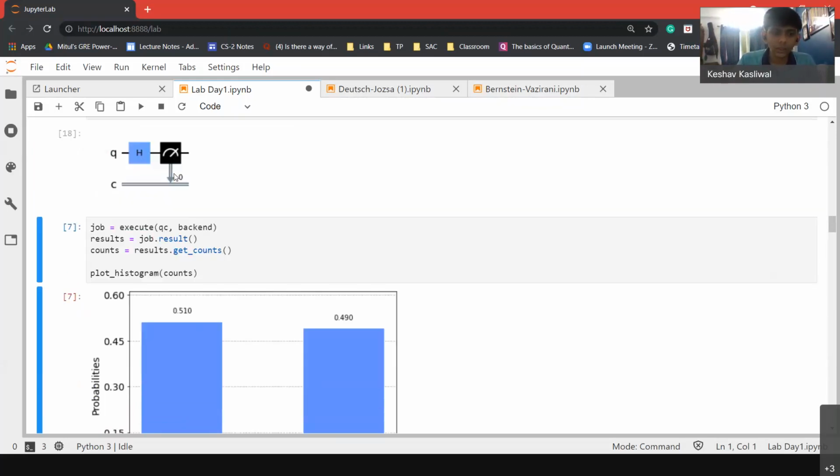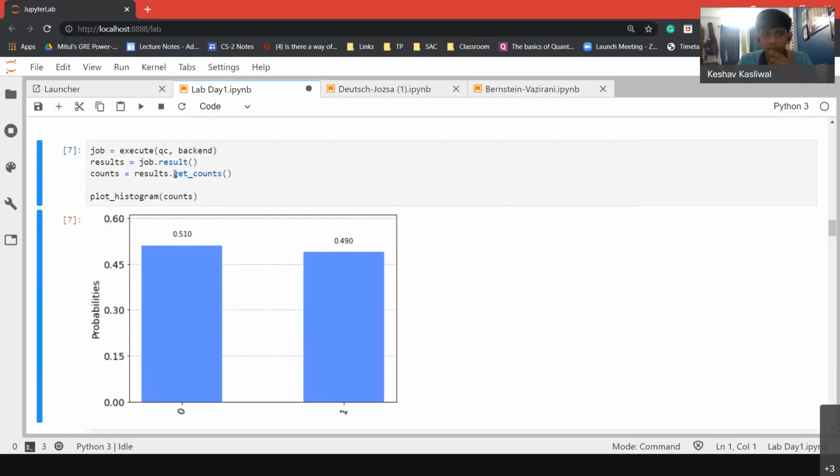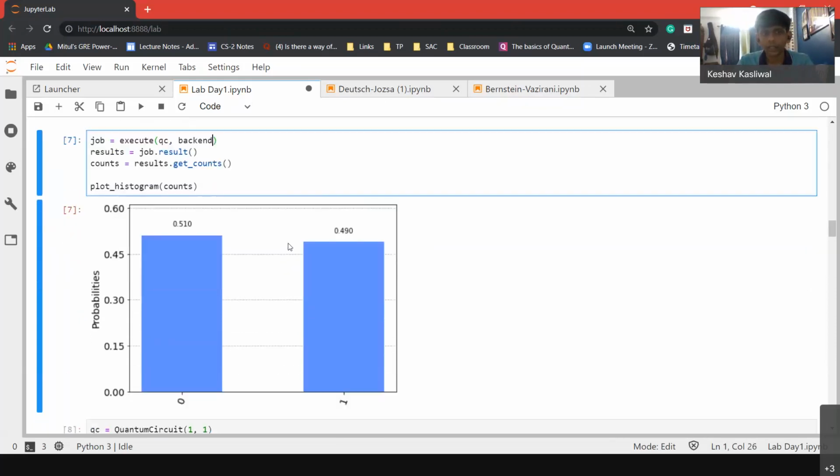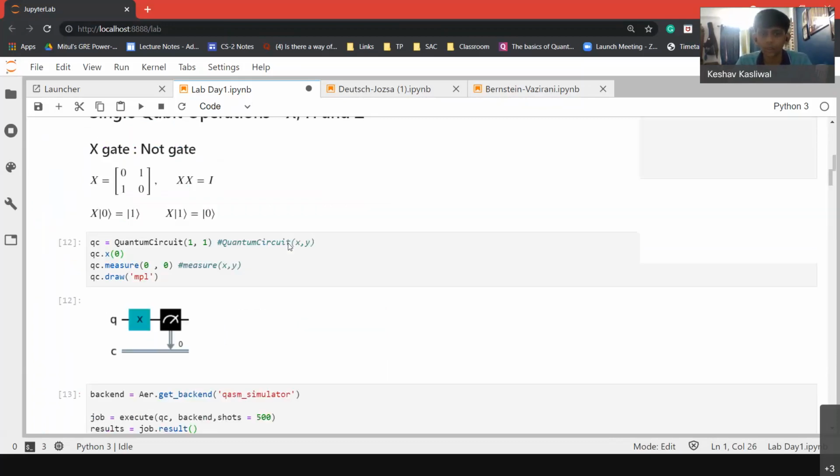Now, the significance of shots over here is that the default is 1024 shots that we use.